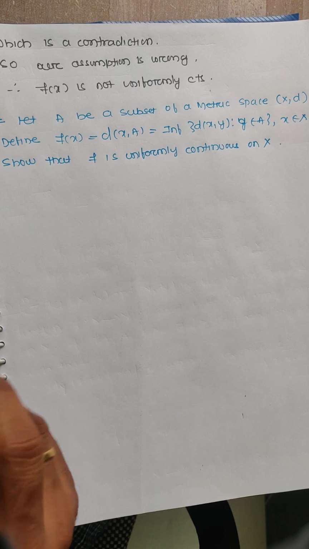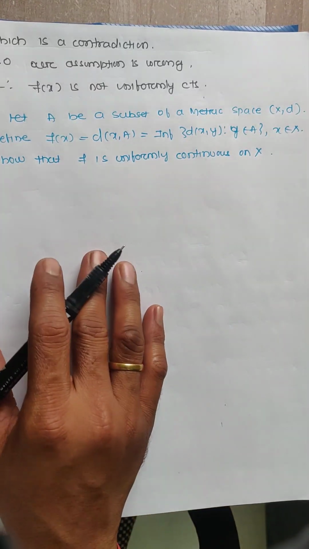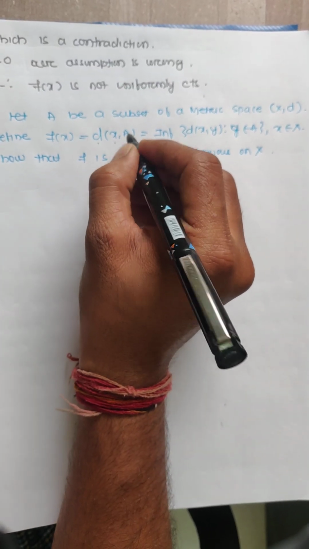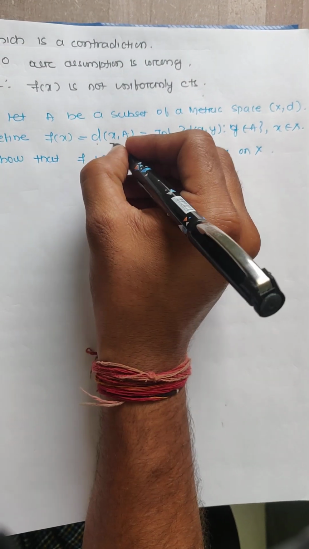Okay, again we see some certain examples for uniform continuity. So I have written an example. Let A be a subset of a metric space (X, d). Define a function f(x) as the distance between x and A. Now the very important thing, what do you mean by distance between a point and a set?